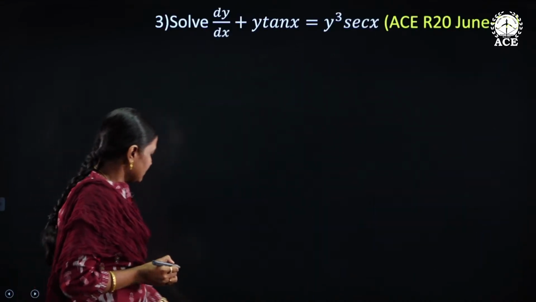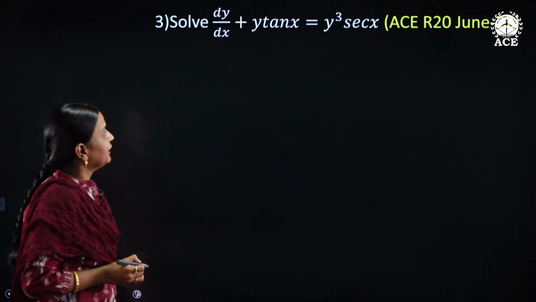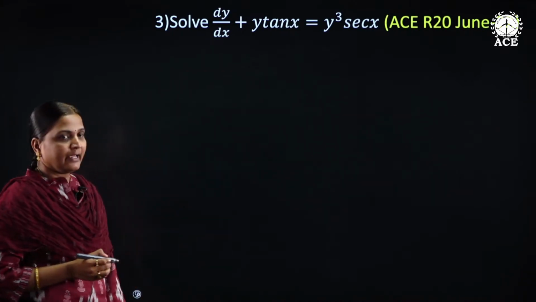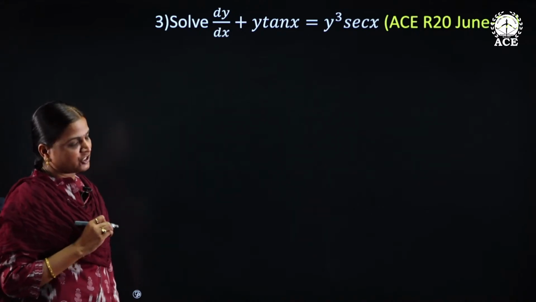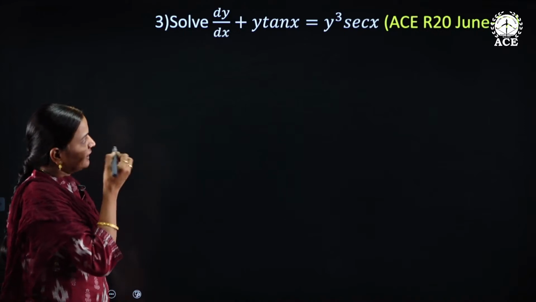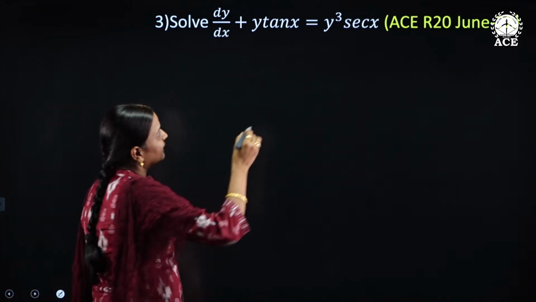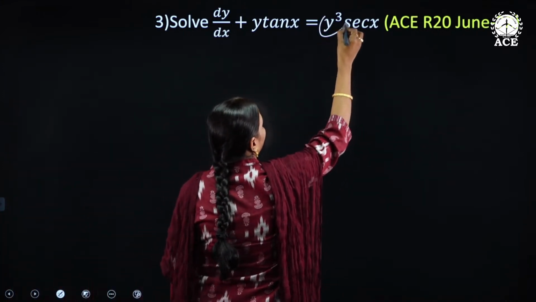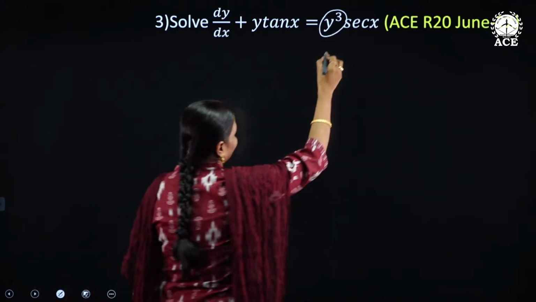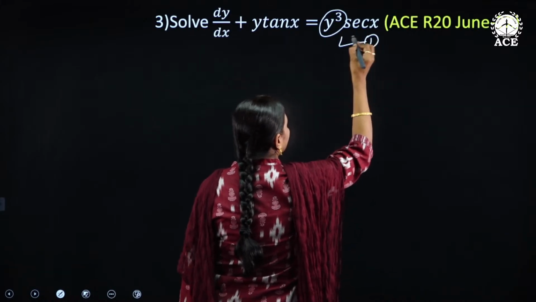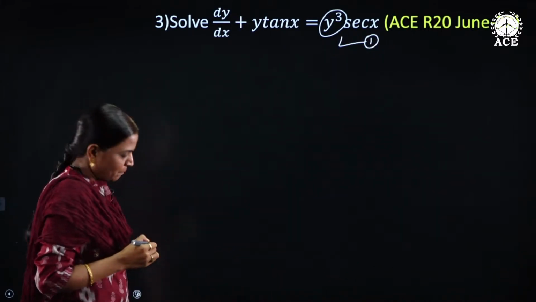Next question. Solve dy by dx plus y into tan x is equal to y cube into secant x. First identify the nature. Which equation have we already discussed? This one. Here in the RHS there exists a power of y. Therefore it is a Bernoulli's equation. So if we consider the given equation as 1, equation 1 is in Bernoulli's form.